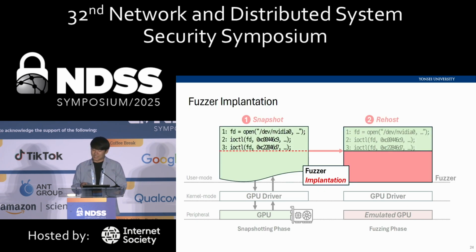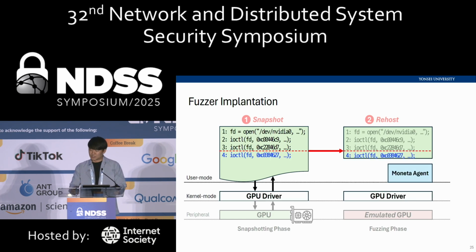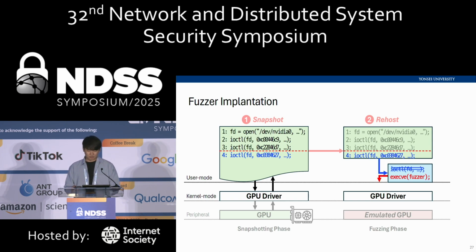Now let's go over some key techniques that were used to implement Moneta. The key in rehosting was how we transformed the GPU process into the fuzzer in the fuzzing phase. And this has to happen without destroying the driver internal context. So in order to do that, we use what we call the Moneta agent. What this mainly does is monitor the GPU process. To implant the fuzzer on rehosting, the first syscall from the GPU process is intercepted by the agent. And the agent manipulates the syscall arguments to force the GPU process to execute the fuzzer.